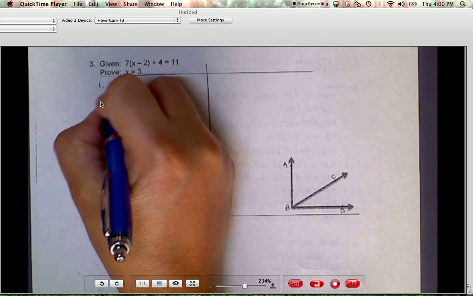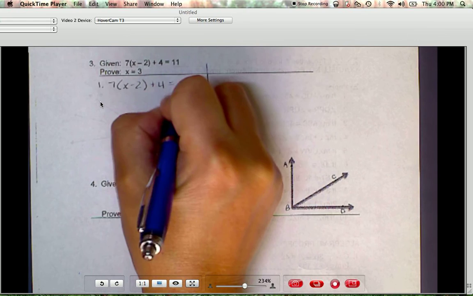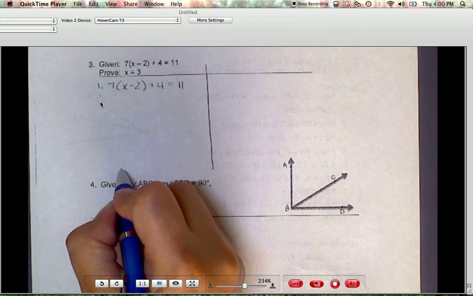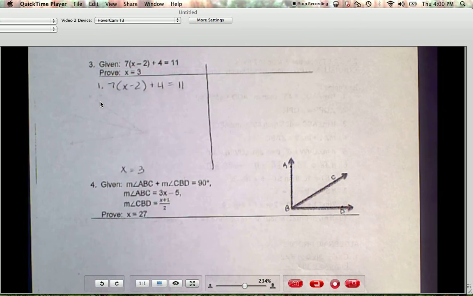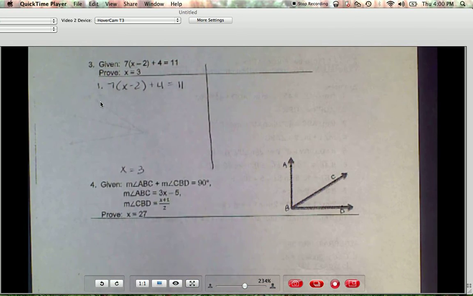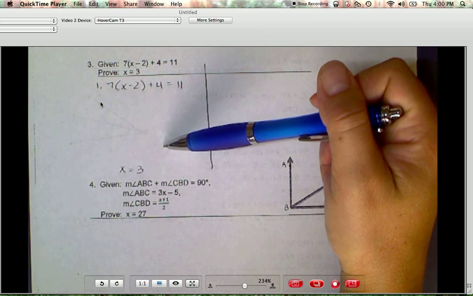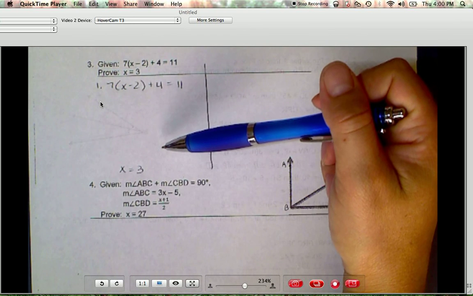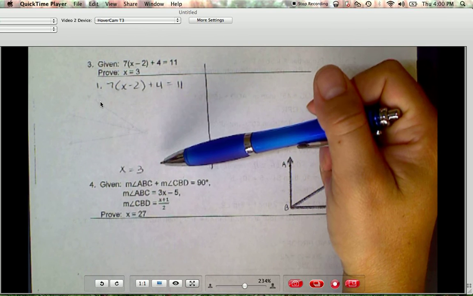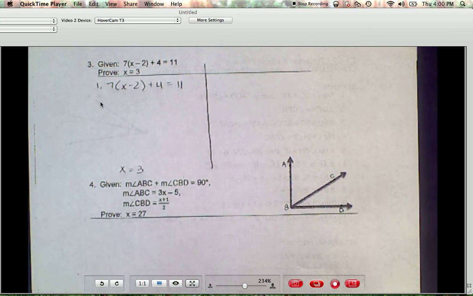Number 1 should be your given right here. And at the end here, of course, you should have x equals 3. We don't know how many steps that takes, so you can't put a number here just yet. So I want you to complete this proof and bring it to class tomorrow, and we will discuss it when you get to class. I'll be checking for that, so make sure you have finished that one.